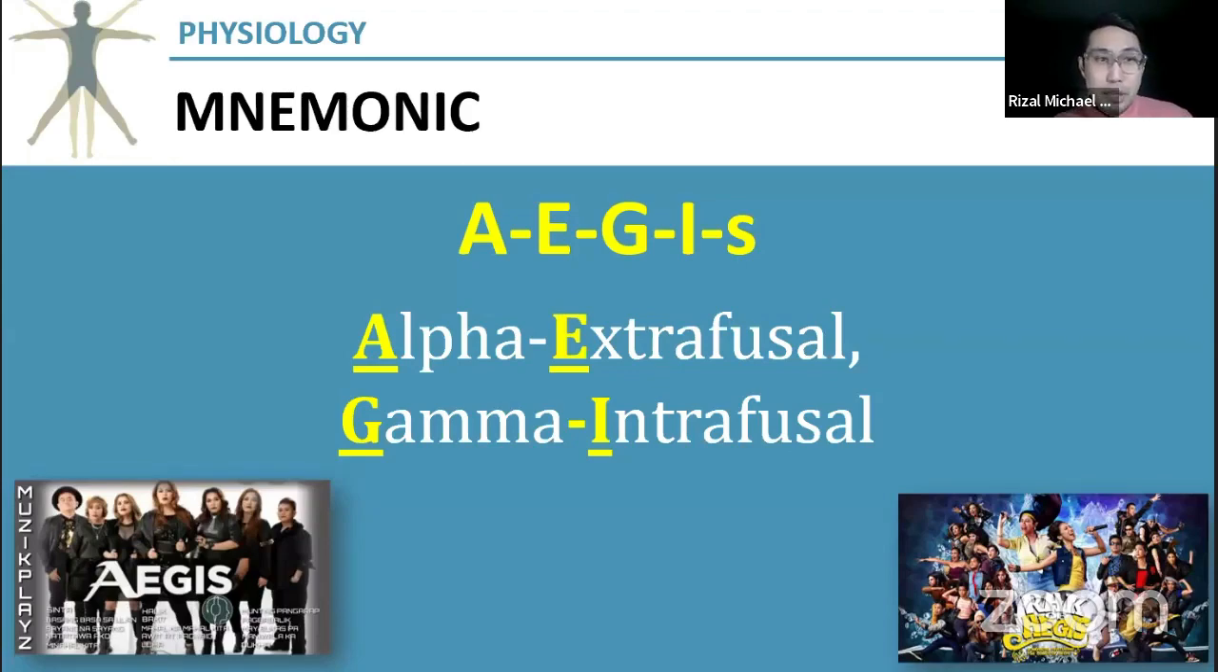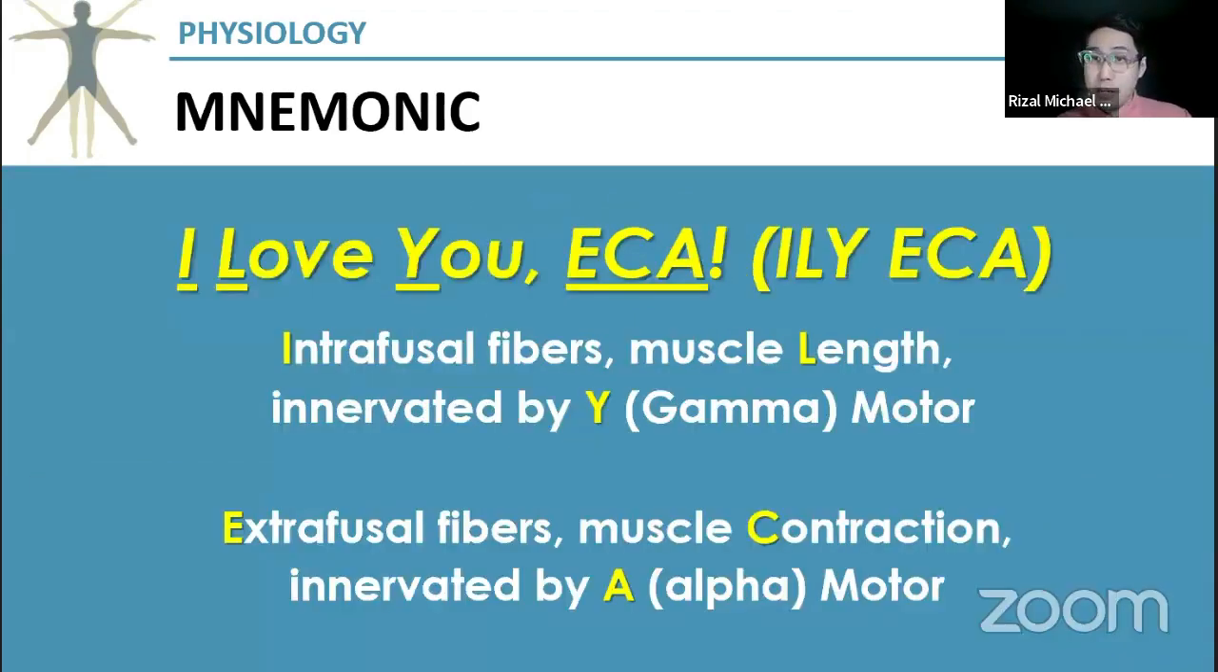Okay? However, I've also made this mnemonic. So when I teach in San Beda, I teach this to my students as well. So I love you, Eka. So that means yung I love you mo is your intrafusal fibers, mainly for muscle length, and it's innervated by your gamma motor. Okay? And then si Eka, your extrafusal fibers is mainly for muscle contraction and it's innervated by your alpha motor neuron. No? So if you're gonna combine AGs and then I love you, Eka, whatever they do, if they're gonna paikot-ikutin nila kayo sa questions, you're gonna be able to answer kung ano yung function nila and ano yung mga motor fibers nila. Right?